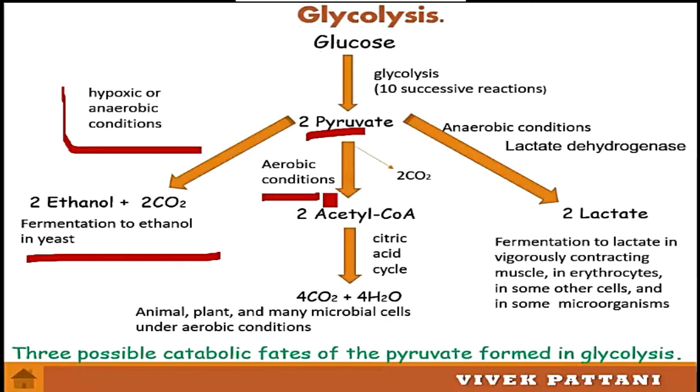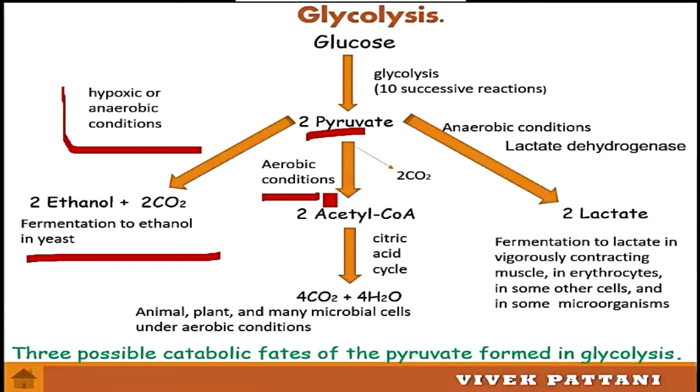Now, this one is a classic example of aerobic organisms, because in order to start the ECA cycle, or citric acid cycle, or Krebs cycle, oxygen is the main requirement for their functioning.